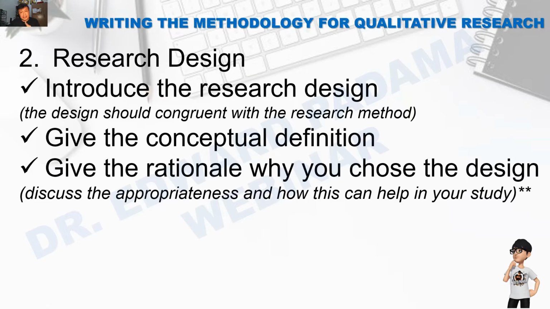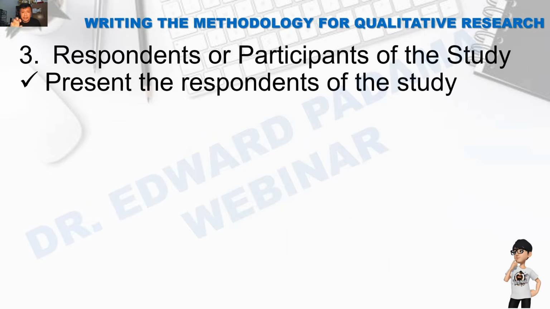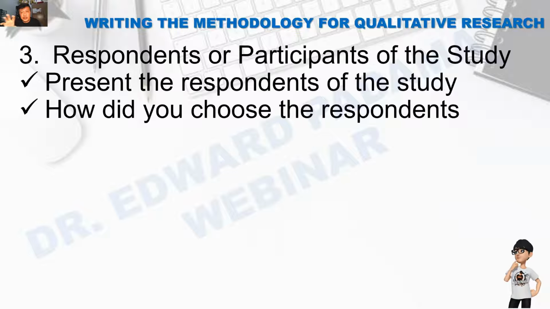Okay, then next, number 3, the third part of your research is about the respondents or participants of the study. Papaano nyo isusulat, ikukwento, i-discuss, i-describe itong part ng research ninyo. So number 1, present the respondents of the study. The respondents of the study are the students of this particular school. Diba? Remember our sample issue or topic under qualitative, lived experiences of students. So, ang ipipresent ninyo dito, the respondents of the study are the students of this particular school. Ganun lang. Okay? And then after that, how did you choose the respondents?